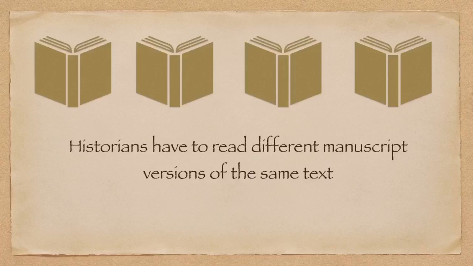So historians had to read different manuscript versions of the same text to get an idea of what was exactly written in the original manuscript. For example, if you find something wrong in your friend's notebook while copying, then what do you do? You refer to a couple more notebooks so that you get an idea of what you should write. Similarly, historians also did that.